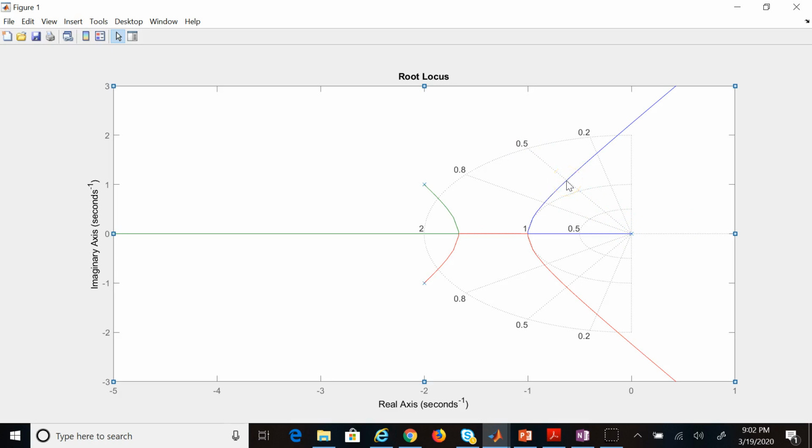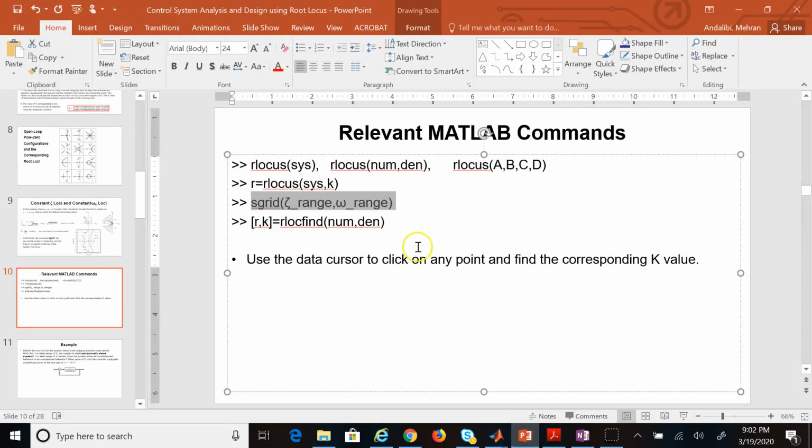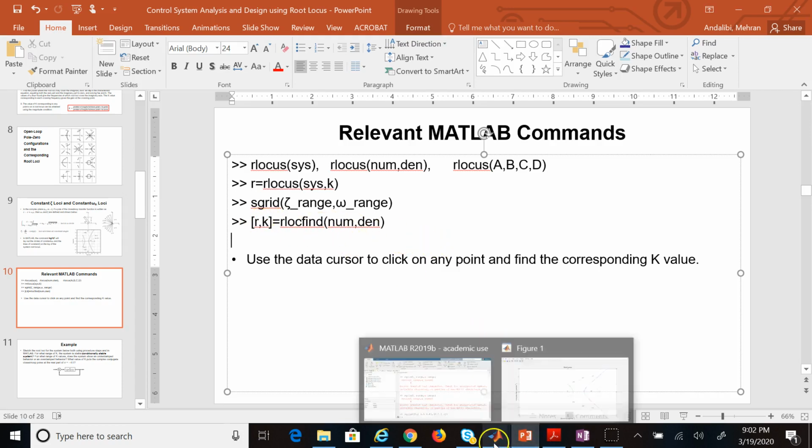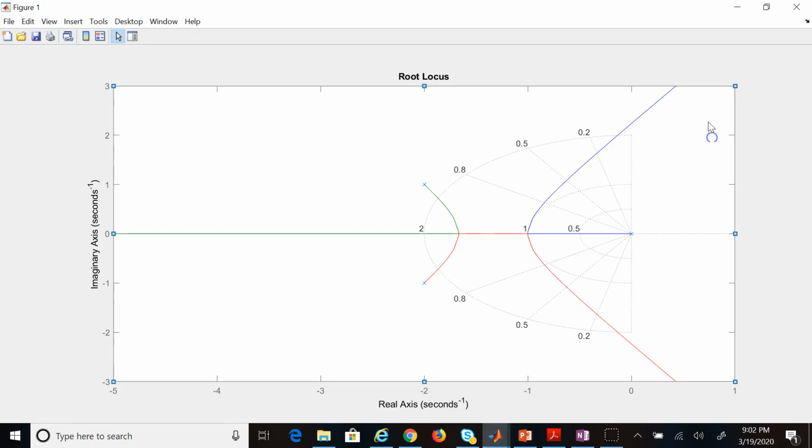So I'm interested in that point. Can I find the value of that point? Where is it? And then how much is k at that point? Yes. It's really easy. All I need to do is to use the command rlocfind. It is going to give me anything that I want. Another way is, instead of this command, I can directly use the data cursor. That one is quite a useful tool too. It's called adding data tip.